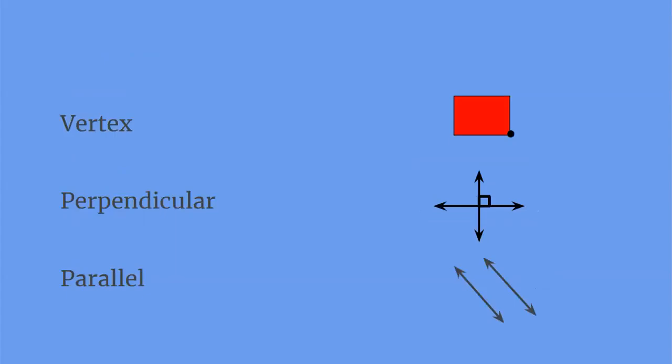Then next we have vertex. So right here, this is a rectangle with a vertex being shown. Perpendicular, on the right side, that is 2 lines intersecting at a 90-degree angle. And then we have parallel, 2 lines right there that are never crossing.